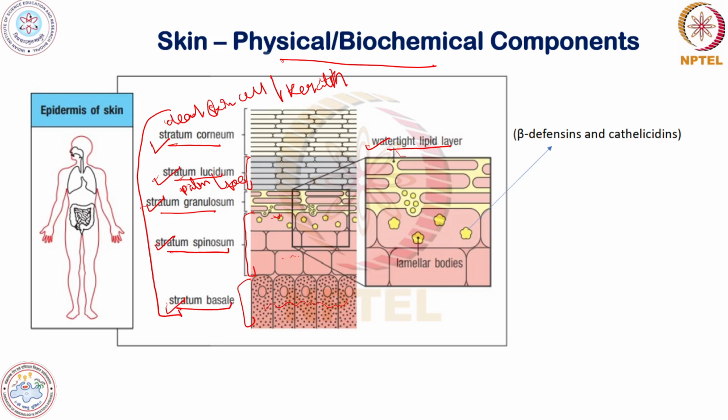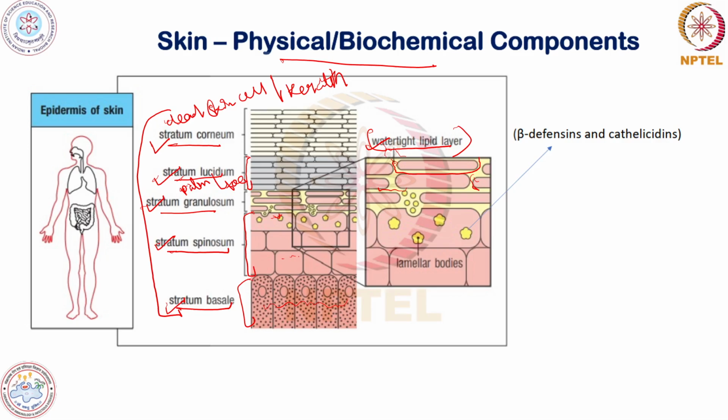When we talk about the biochemical defense of the skin, what is the role of this watertight lipid layer? This yellow layer that you can see here prevents moisture loss, keeps our skin hydrated, and provides resistance to microbial invasion.